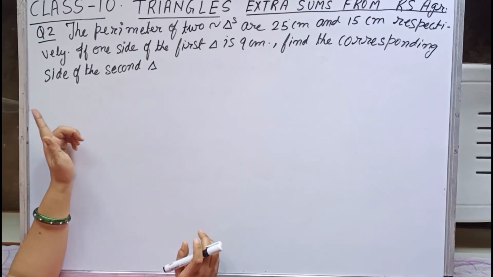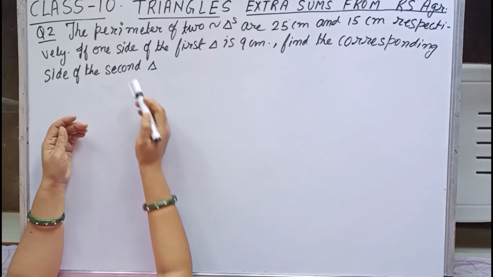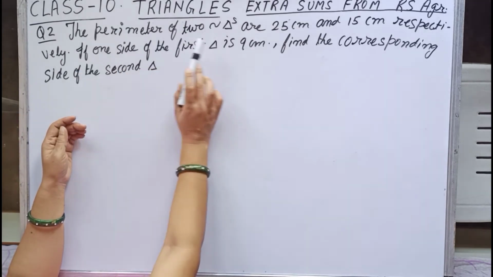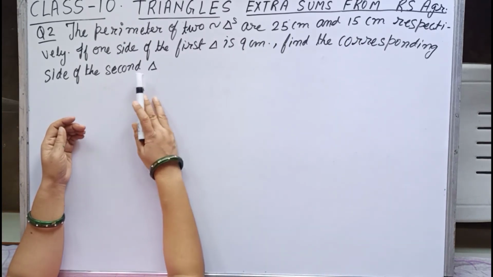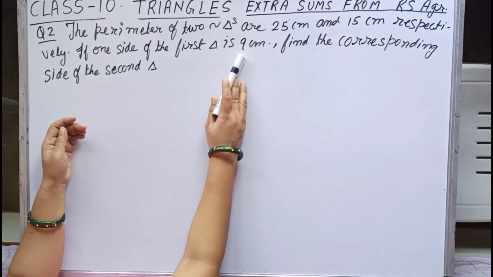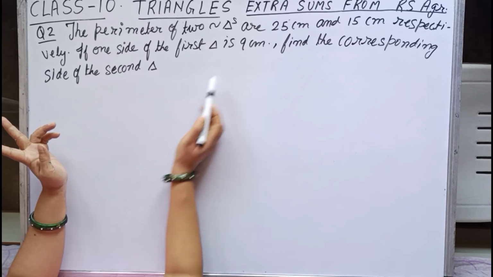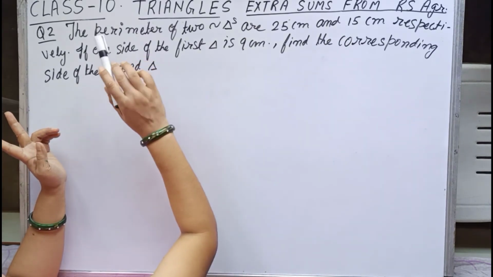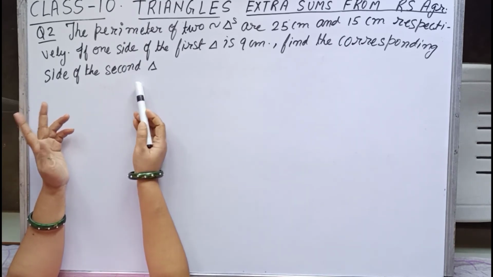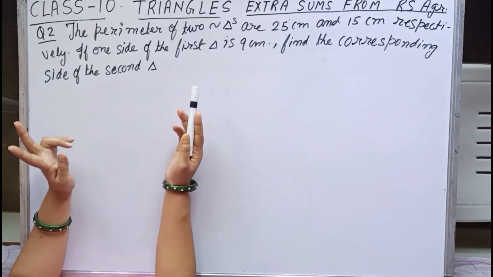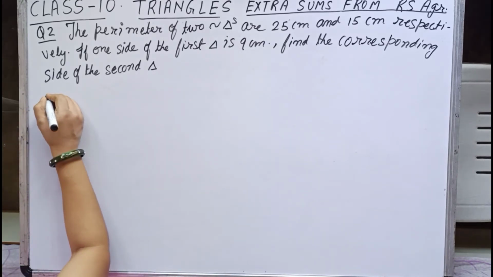Question number 2, which I have written over here, is related to the concept of the first sum. The question says that the perimeters of two triangles are 25 centimeter and 15 centimeter respectively. If one side of the first triangle is 9 centimeter, find the corresponding side of the second triangle. So what is given? The ratio of the perimeters of the two triangles is given. One side is given. We have to find the corresponding side of the second triangle, and the two triangles are given to be similar. So we will be using the same concept.